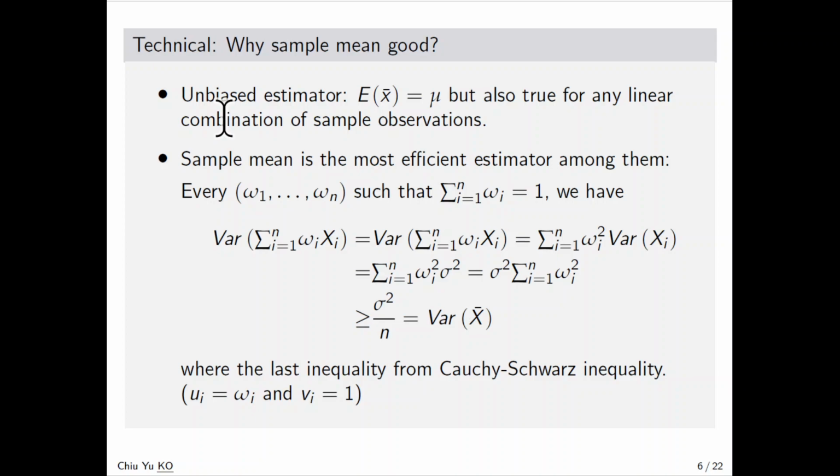First, the sample mean is unbiased. We have easily shown this in the last chapter: because of the summation of xi over n, you can easily show this is mu. But actually this is true for any linear combination of the observations. It need not be the plain sum; it can be 3 of x1 plus 2 of x3 and so on. Any weighted average will be fine.